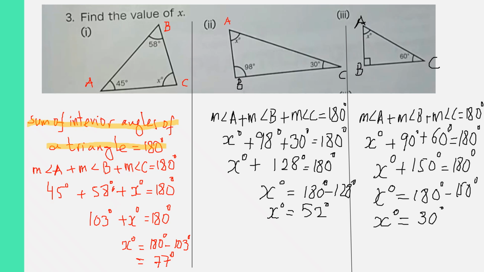So for example, if you want to check your answer, what you can do is add this, for example 90 plus 60 plus x, which is 30. When you add these three, you will get 180. If you don't get 180, in that case, it means you are making some mistakes.